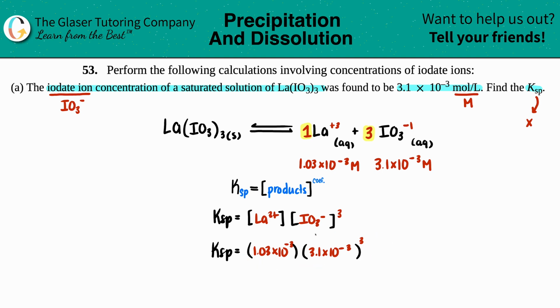I'm going to do this all in one shot in my calculator. Let's see if your answer is the same as mine. And then we are done for this problem. So let's see. 3.1 times 10 to the negative third, cube that, and then times 1.03 times 10 to the negative third. And 2 sig figs, so 3.1 times 10 to the negative 11th. And that is your final answer. KSPs do not have units, so whatever number you get, that's the answer.